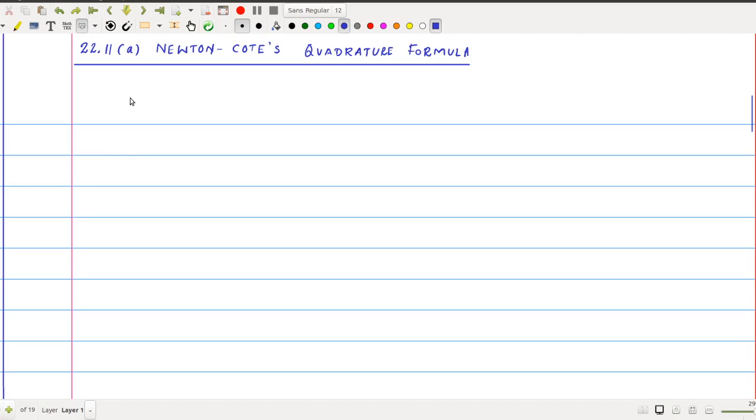If you are given some discrete values of that function, suppose y equal to f of x is our function, and you are given the values of this function at x0, x1, x2, etc., xn, n discrete points, and the corresponding functional values are denoted by y0, y1, y2, etc., yn, and each xi is obtained by x(i-1) plus h. So that means these values are in equal intervals.